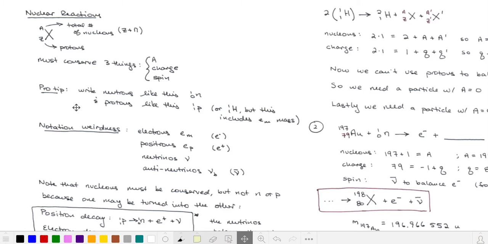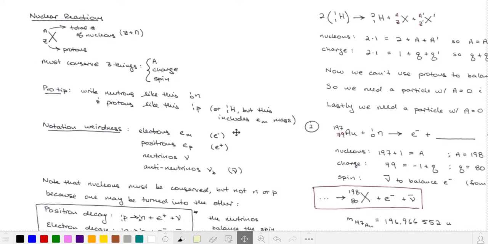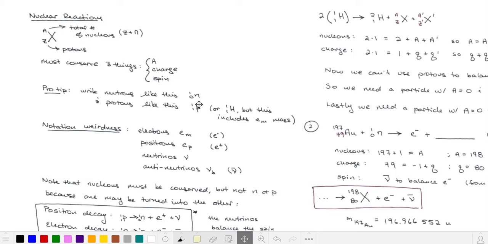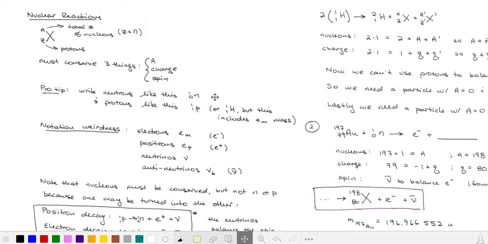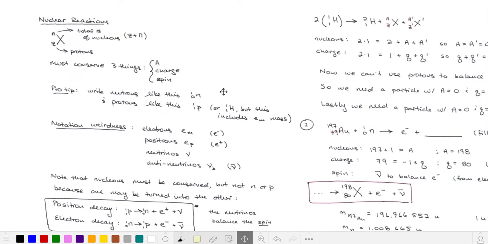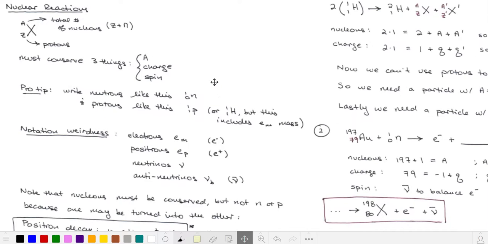So here's the pro tip for balancing nuclear reactions: instead of just writing an N for a neutron or a P for a proton, we should write it in this electronic notation. So one total nucleon and one proton for a proton, and then 1 and 0 for a neutron. That just helps us make sure that we keep our A's balanced and keep our total charge balanced.